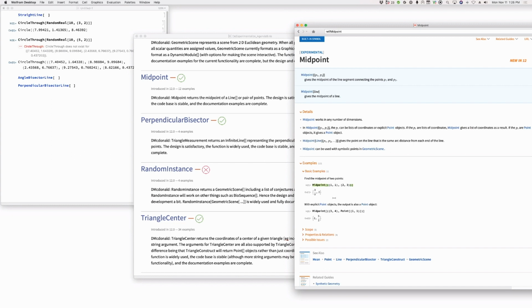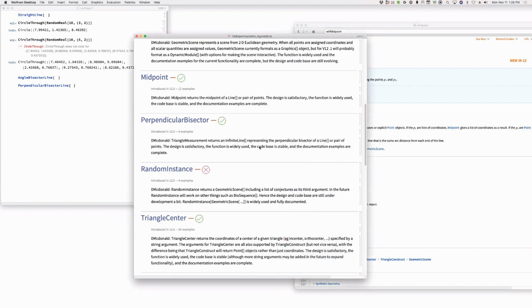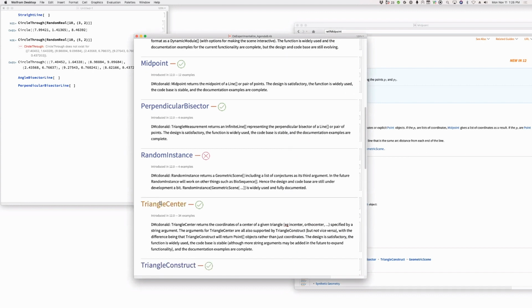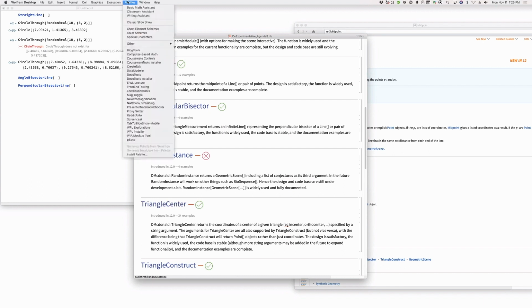Okay, a few comments from our live stream here. Bob says he likes the name line through and also suggests angle bisecting line. I don't think it sounds as good as angle bisector line. That's similar to what we have in triangle construct. Could you pull up the source ref page for triangle construct, as opposed to the build page? Yeah. Okay.